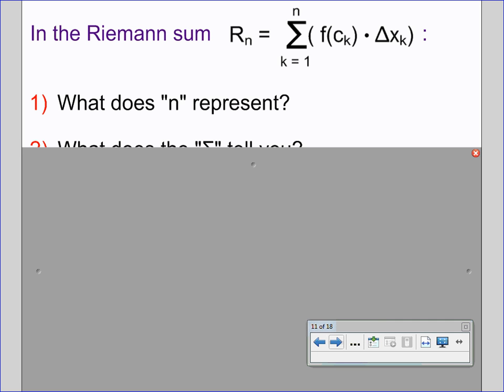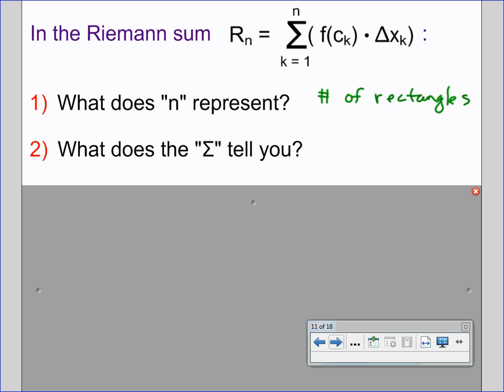Brandon? N represents the number of subintervals? Absolutely. So the number of rectangles, for Riemann sums, we're using rectangles, and that's how that R. So the number of subintervals or the number of rectangles. What does the sigma tell us? Well, just like it did last year, the sigma means that we're going to be summing things up, adding things up.